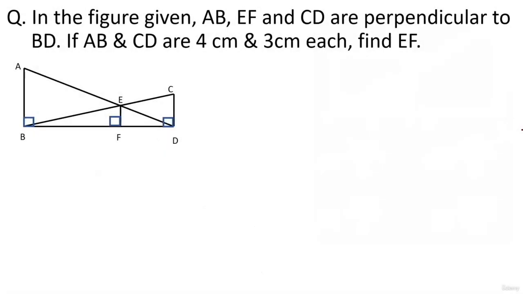In the given figure, AB, EF, and CD are perpendicular to BD. If AB and CD are 4 centimeters and 3 centimeters each, find the length of EF.